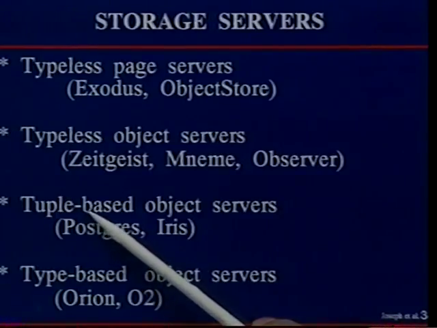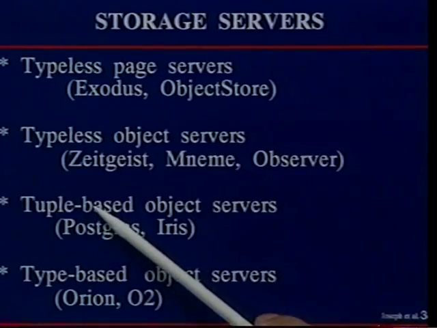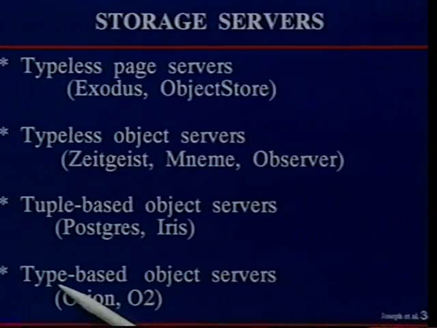The tuple-based object servers are extensions of the traditional relational database systems, except that they extend the relational database model with the object model. The type-based object servers are the most flexible of the lot, where the objects at the server level can be manipulated, and you can manipulate them both at the server level and the client level. So these are very flexible. However, there is some overhead associated with them, so they tend to be a little slow for some applications.